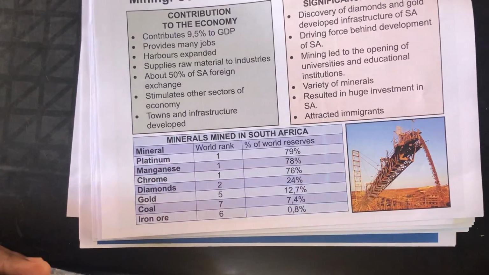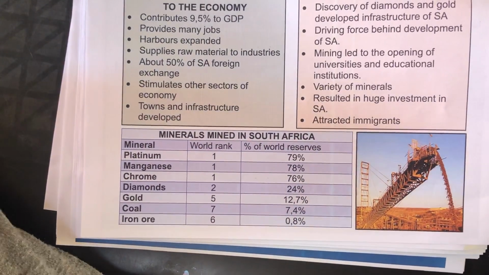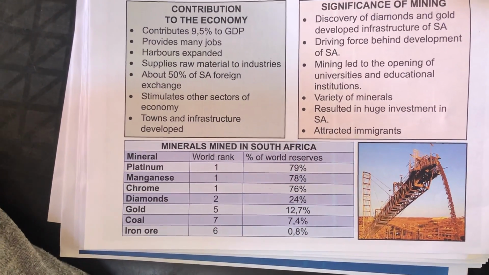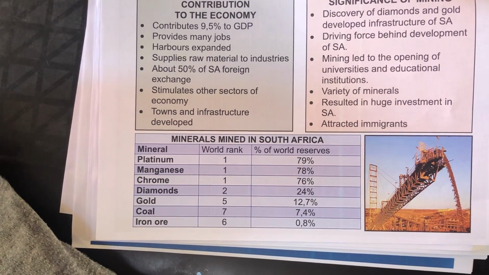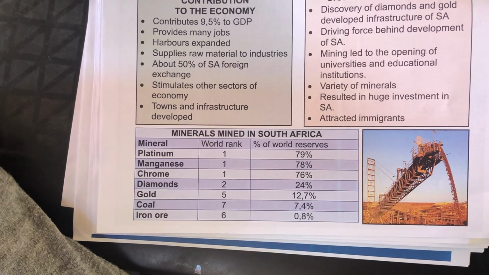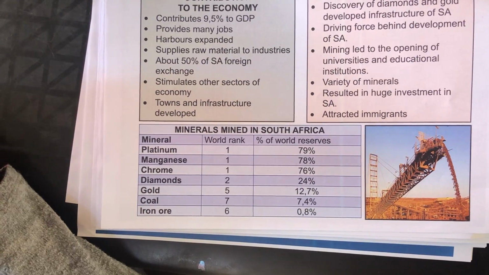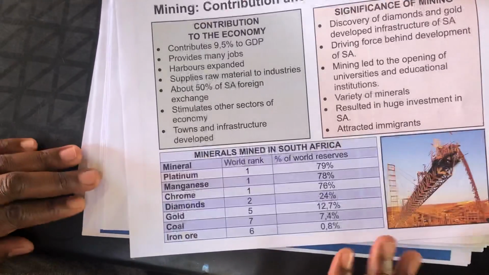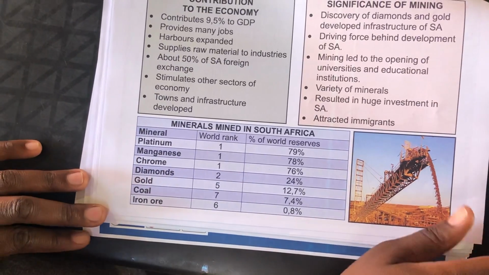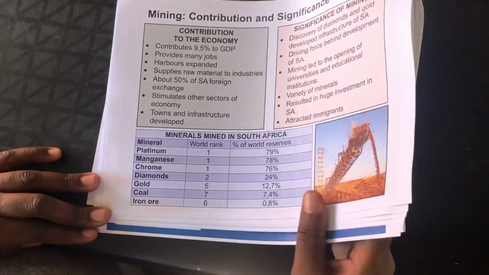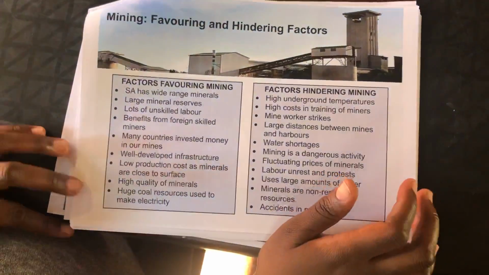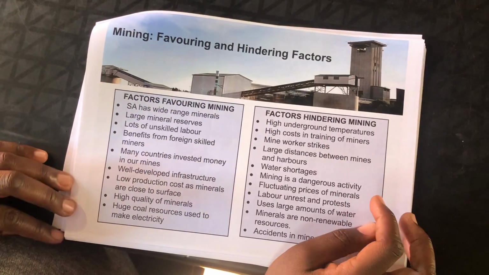Minerals mined in South Africa and how they are ranked. This is how they are ranked. Number one, we know it is platinum, and that makes Rustenburg very, very popular, or Northwest. These are the minerals that are mined in South Africa, as you can see there. Those that are labeled number one, you can actually see them. And we know that 79% of the world's reserves of platinum are in South Africa. And that puts South Africa on the map and also puts mining on the map.